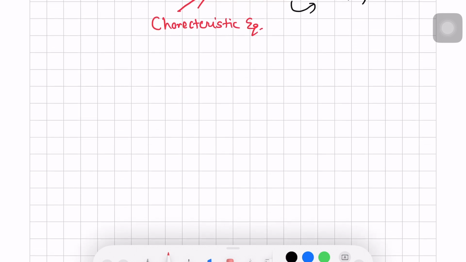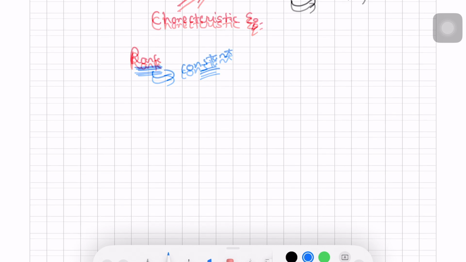Now we might have studied about rank of a matrix in the previous semester. In a matrix, if we modify the matrix, then all its values change, but the rank always remains constant. So this is a very important point to note down.